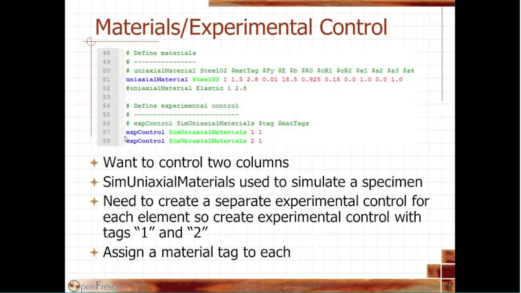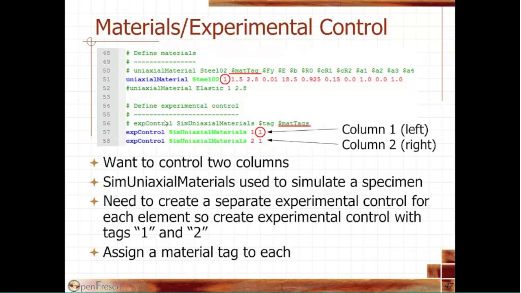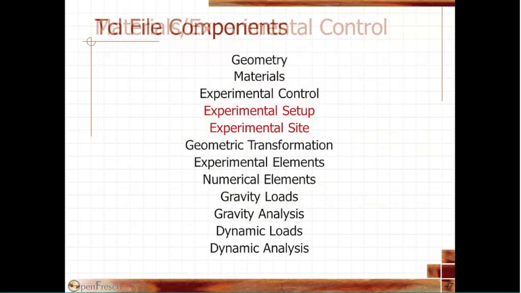So we'll say expControl SimUniaxialMaterials, give it a tag, and then tell it which material we want to use to do the control. This one would be material 1, which is the Steel02 that we have defined above. And we do this twice. We do it on line 57 for the column on the left, column 1, and we do it again on line 58 for the second column on the right. So 2 experimental controls.